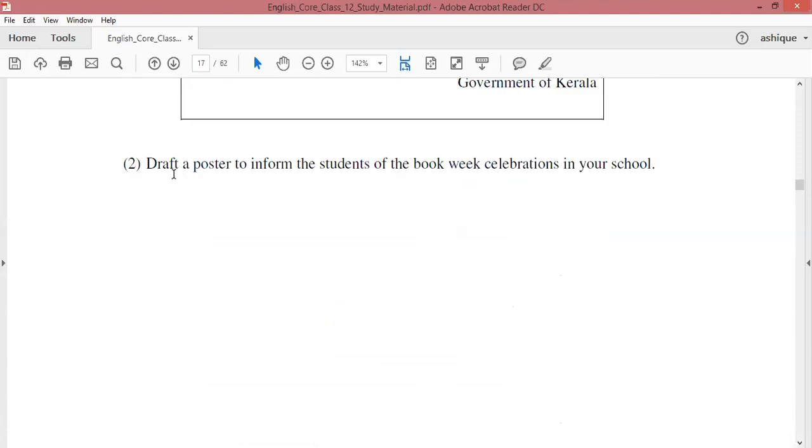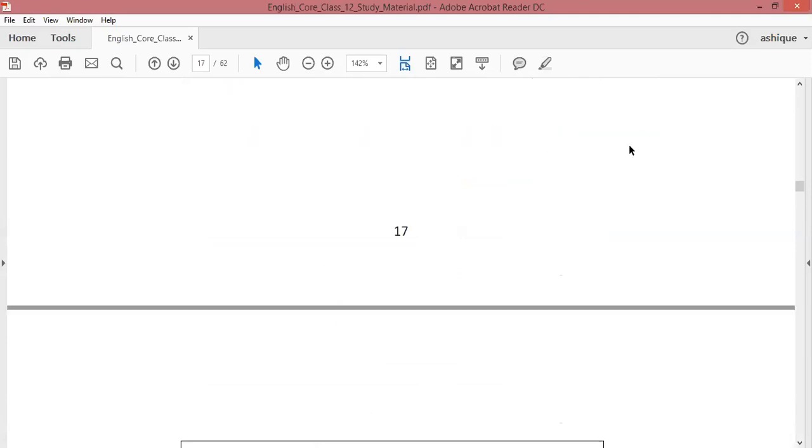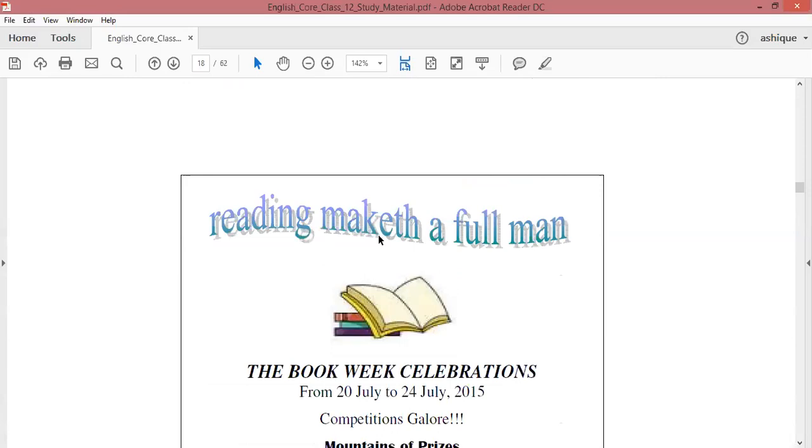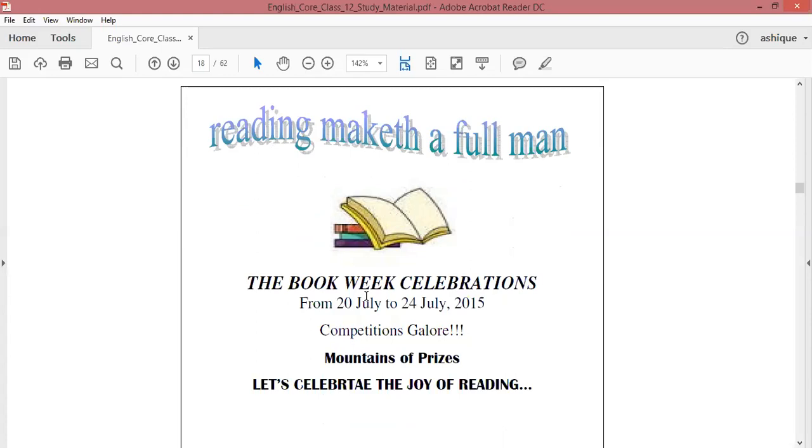See the question. Draft a poster to inform the students of the book week celebration in your school. Okay, so draft a poster to inform the students of the book week celebration in your school. So let's see. Reading makes a full man, which means the habit of reading. The book has been drawn. The title is The Book Week Celebration.